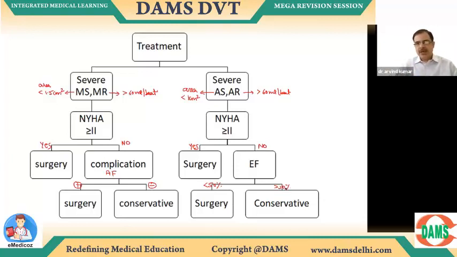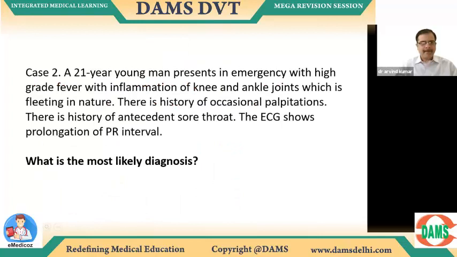Now, coming to the next clinical case, case number two. A 21-year-old patient presented to the emergency with high grade fever, inflammation of knee and ankle joints, which is fleeting in nature. Fleeting in nature means migratory. So that is a clue. Migratory arthritis of multiple joints.